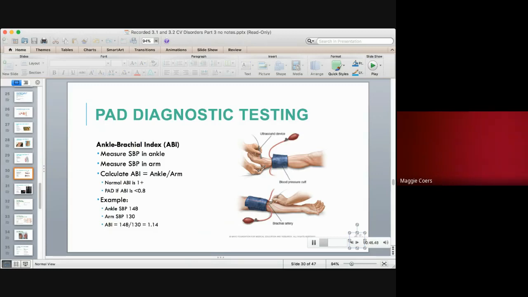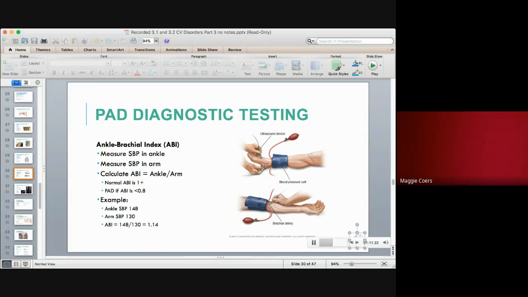And a Doppler is just measuring the pulses, or the blood pressure, with that ultrasonic device. In this picture you can see we have the blood pressure cuff on the ankle and the blood pressure cuff on the upper arm. The Doppler really takes the place of the stethoscope, so we just use a Doppler to take the blood pressure reading.